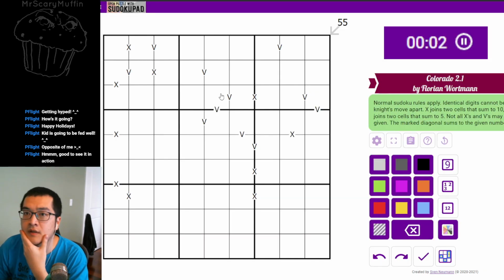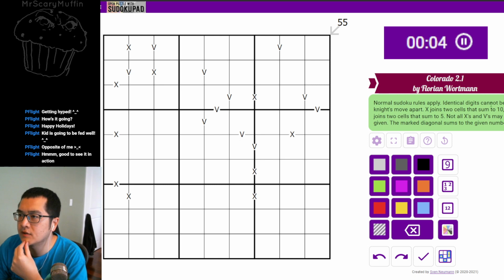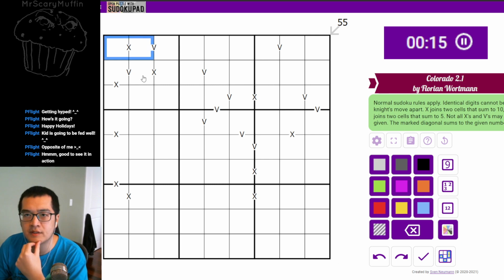Let's give this a start. All right. Normal Sudoku rules apply. Identical digits cannot be a knight's move apart. So it's an anti-knight one. This is what we call a chess Sudoku. An X joins two cells that sum up to 10. So like this, there's an X in the middle.